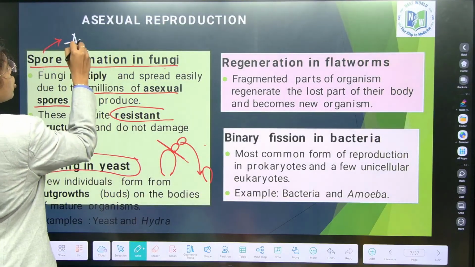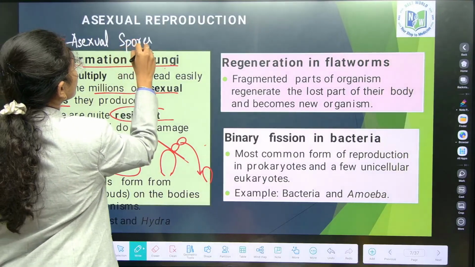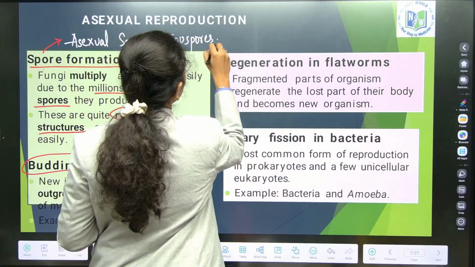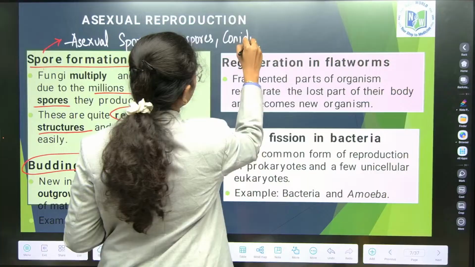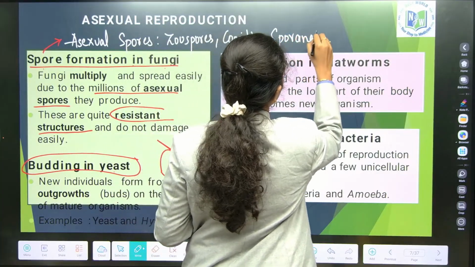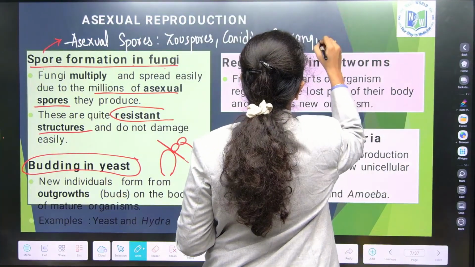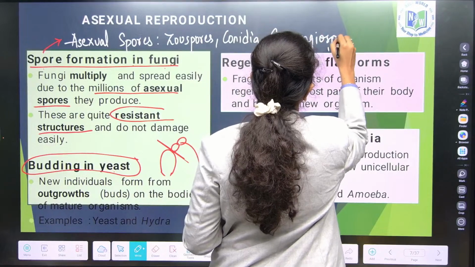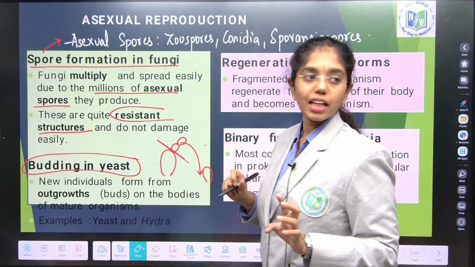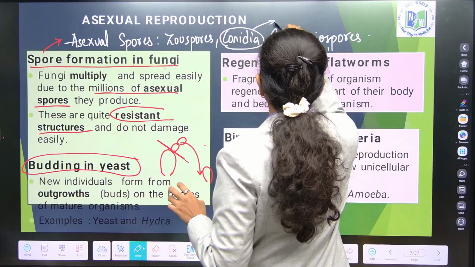Few asexual spores include zoospores, conidia, sporangiospores. Amongst these, the only exogenously released asexual spore is conidia. Rest all are what? Endogenously released.